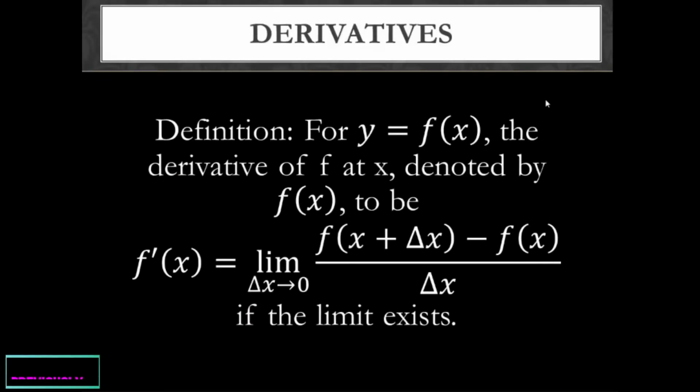Ano po ba ang derivative? Okay? For y equal to f of x, the derivative of f at x, denoted by f prime of x, is equal to the limit of f of x plus delta x minus f of x, all over delta x, as delta x approaches 0, if the limit exists.